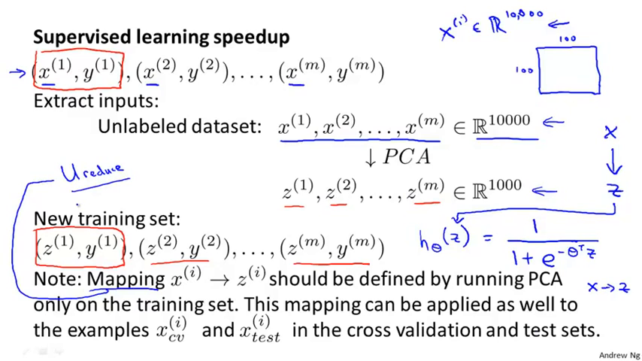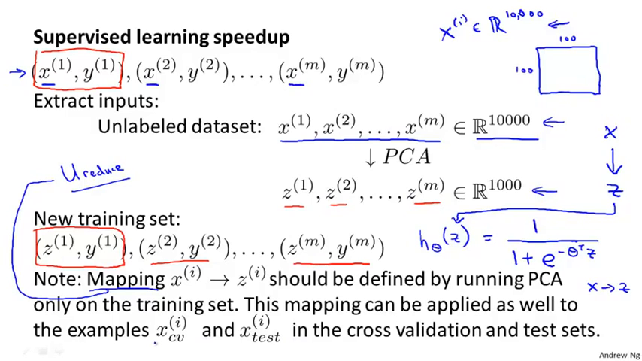So these things, the uReduce and so on, should be obtained by running PCA only on your training set. Having found uReduce, or having found the parameters for feature scaling, the mean normalization and the scale that you divide the features by to get them onto comparable scales, having found all those parameters on the training set, you can then apply the same mapping to other examples that may be in your cross-validation set or in your test set.